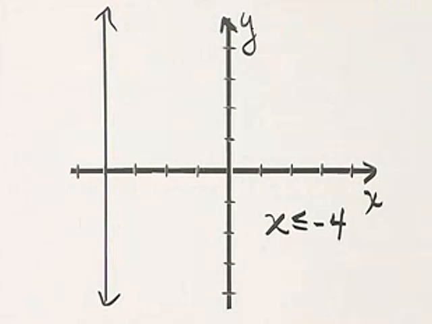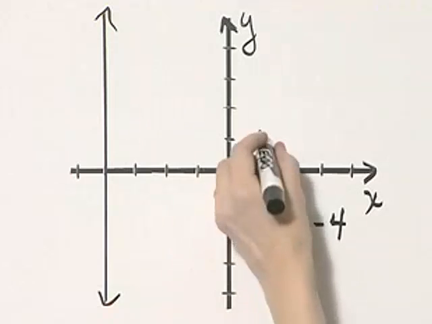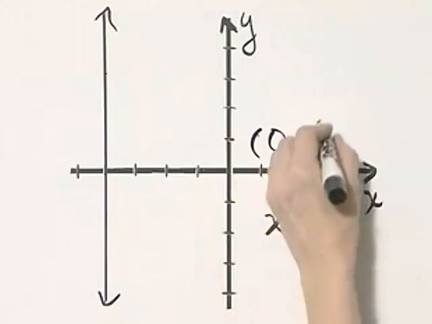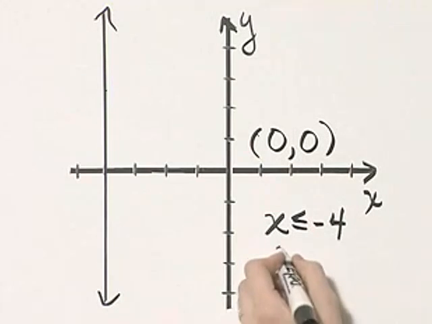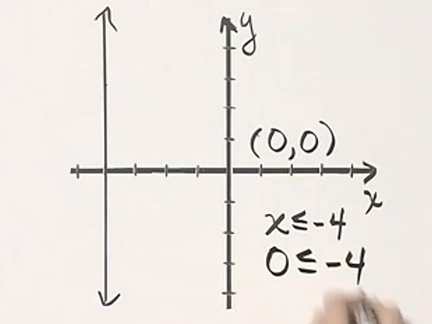To see which side of the boundary line I shade, I look at a test point. A test point will be any point not on the boundary line. And I'll try the point with coordinates 0, 0, just because it's a simple point to plug into these values. If x is 0, I'll have 0 is less than or equal to -4. That's either true or false.